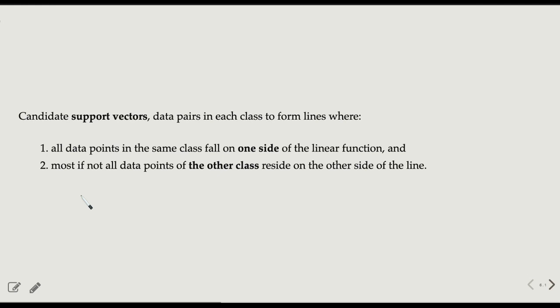For one, if the two data points form a line, then the requirement here is that all data points in the same class fall on one side of the linear function.